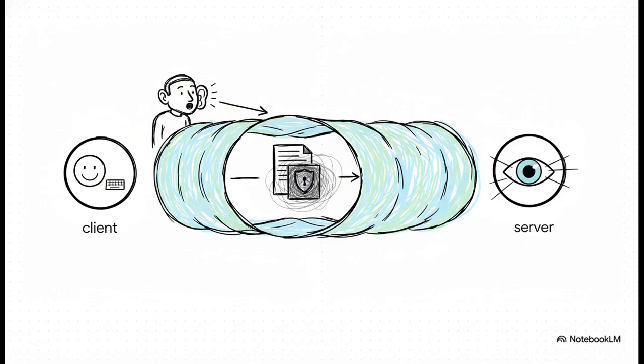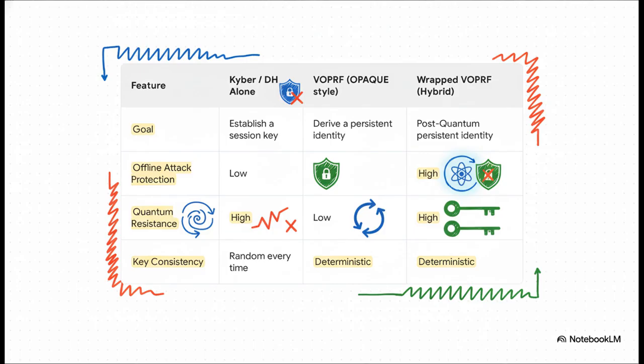You need both. This table just lays it all out. It really brings it home. Look, if you use Kyber by itself, yeah, it's quantum resistant, but it's terrible for offline attack protection. And the key is random every time, which is useless for an identity. Now, VOPRF alone, it's great against offline attacks and gives you a consistent key, but a quantum computer will eat it for lunch. It's only that hybrid approach, the wrapped VOPRF, that gets you a high on everything that matters.